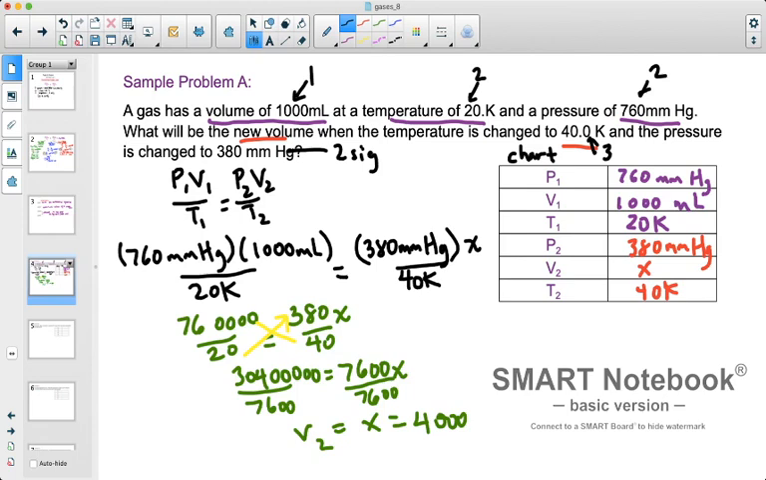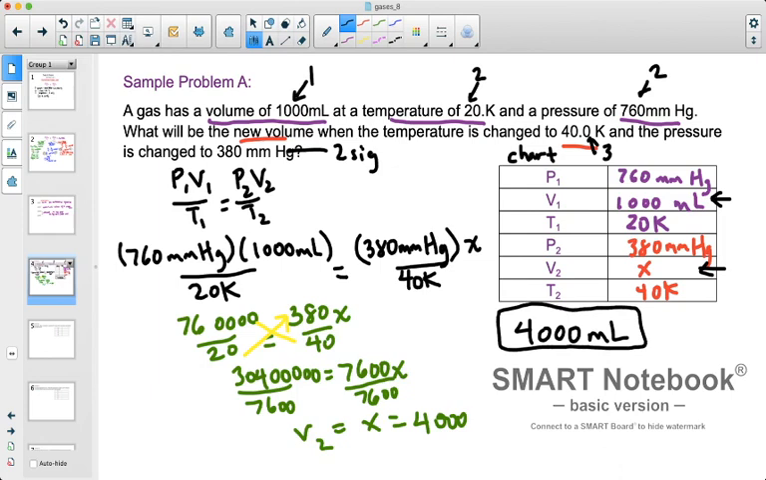Because my answer has to be in one significant figure, I could easily just write down 4,000. Be careful, do not put a decimal down. If you put a decimal down, you change the number of significant figures. This is going to be one significant figure, and then my unit has to be appropriate. If my V1 was in ml, my V2 must also be in ml. So this is my answer. That's my last 2 points. That's the correct number of significant figures, and that's the correct unit.